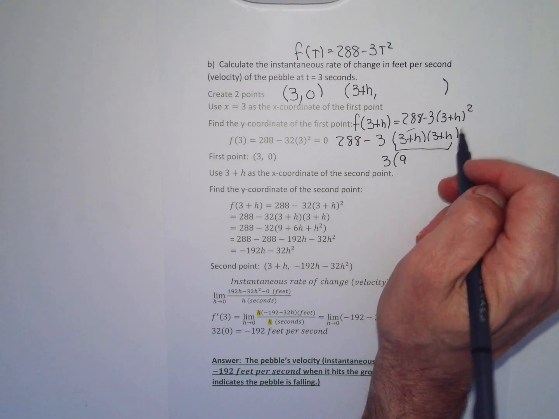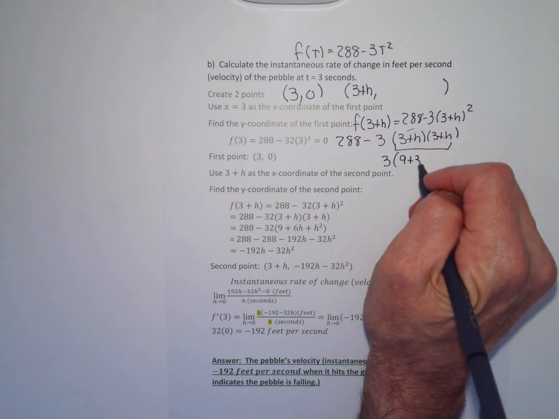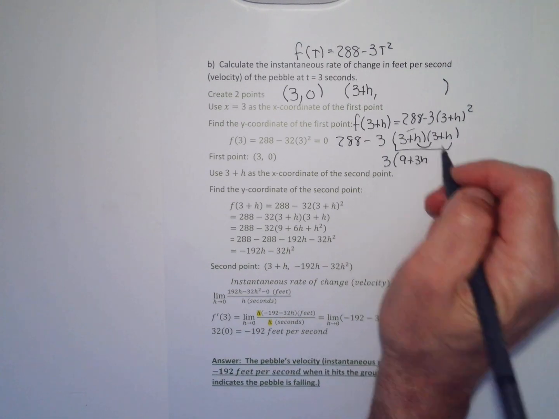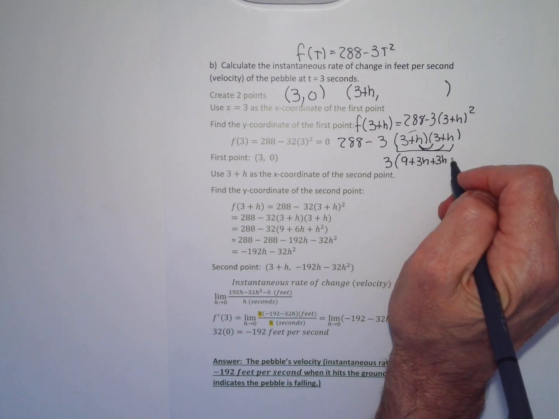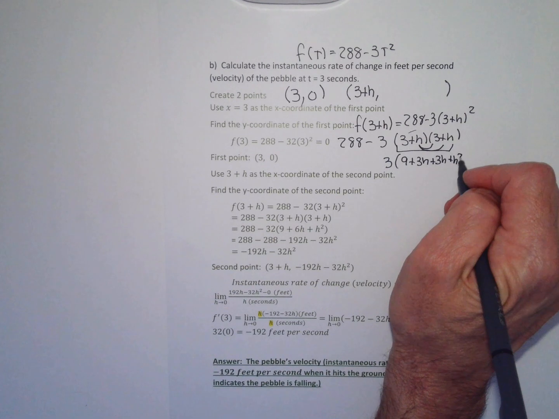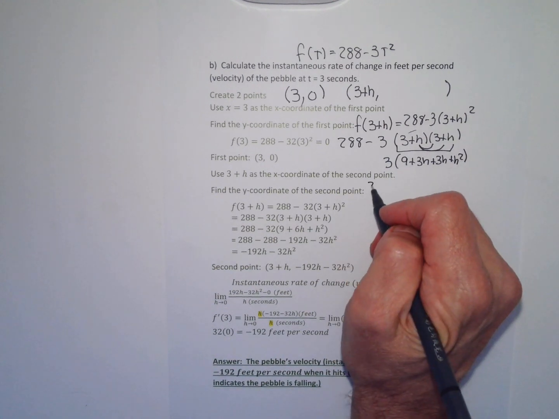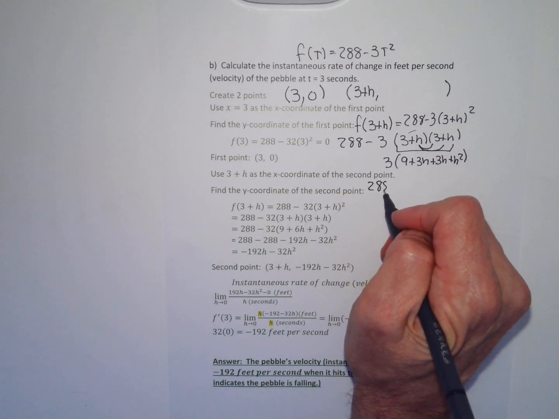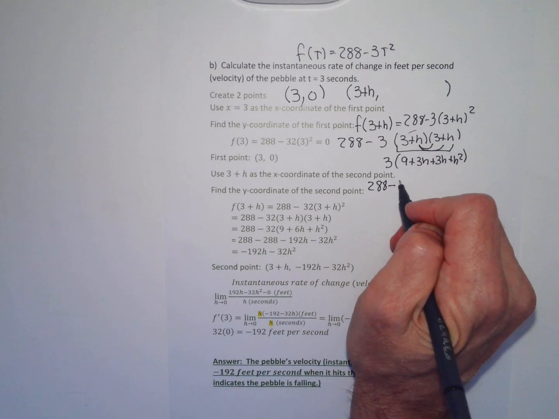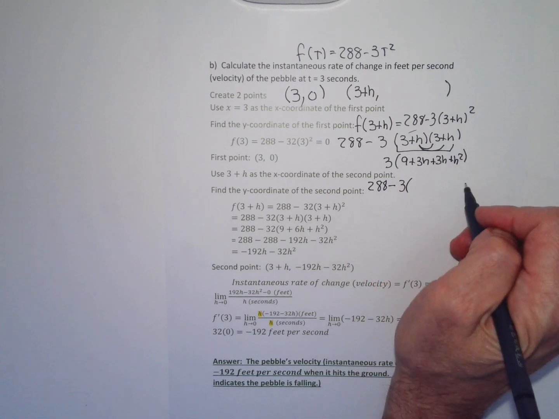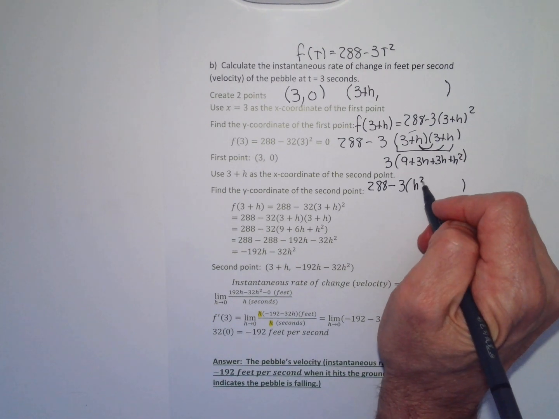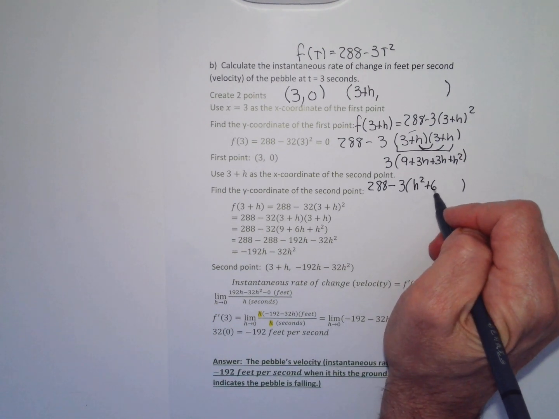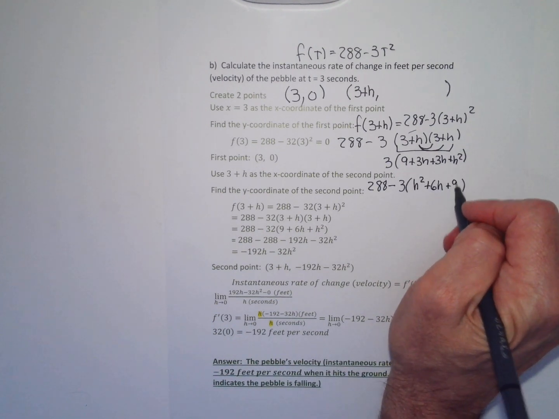The outers are 3 times h, which is plus 3h. The inners are h times 3, which is plus 3h. The lasts are h times h, which is plus h squared. Let me write this a little bit nicer. I have the 288 that I haven't dealt with yet, the minus and the 3 that I haven't dealt with yet, but I've cleared the parentheses. The parentheses comes out to h squared plus 6h plus 9.